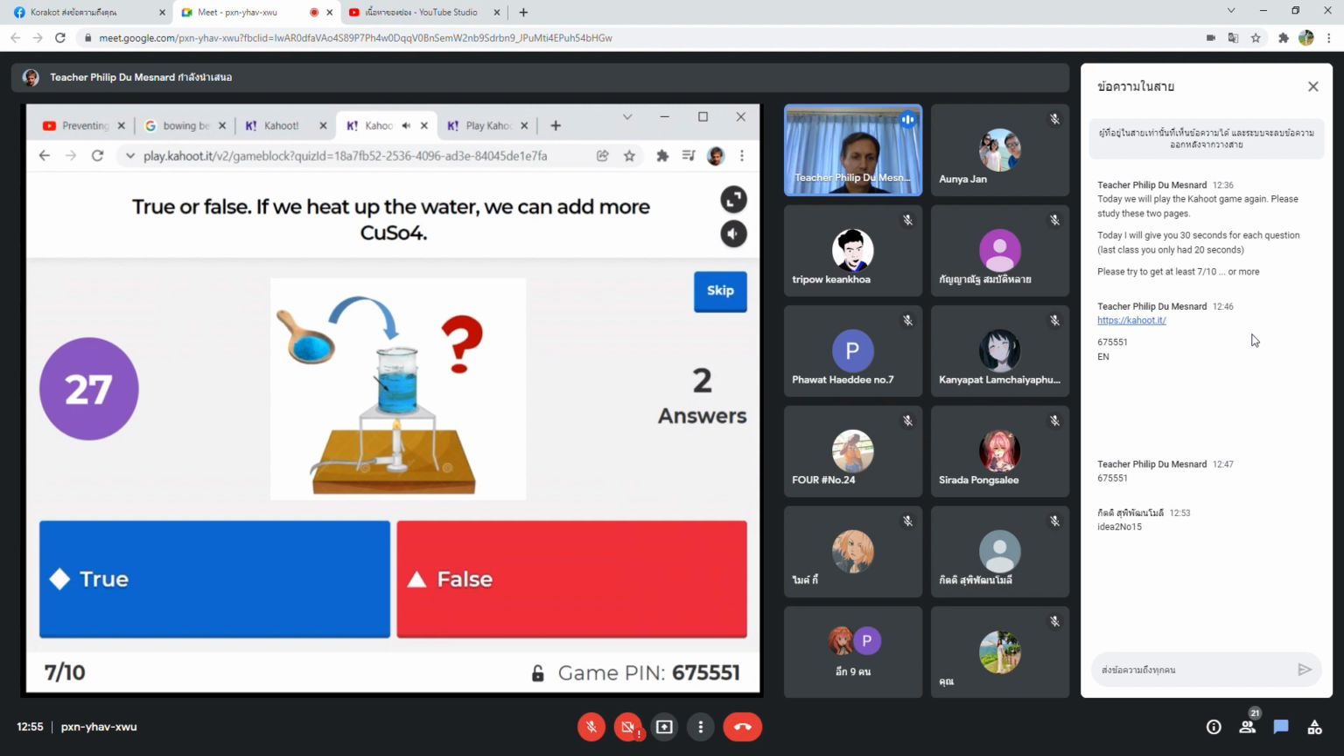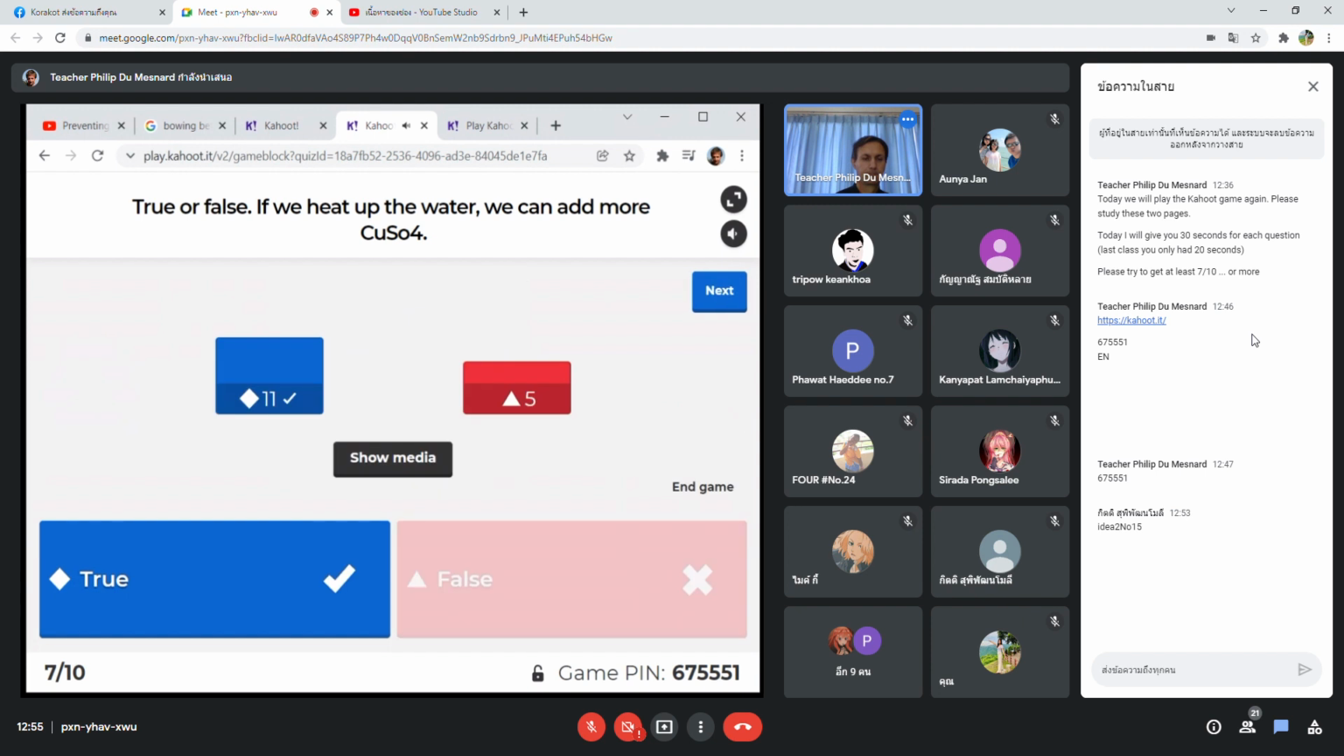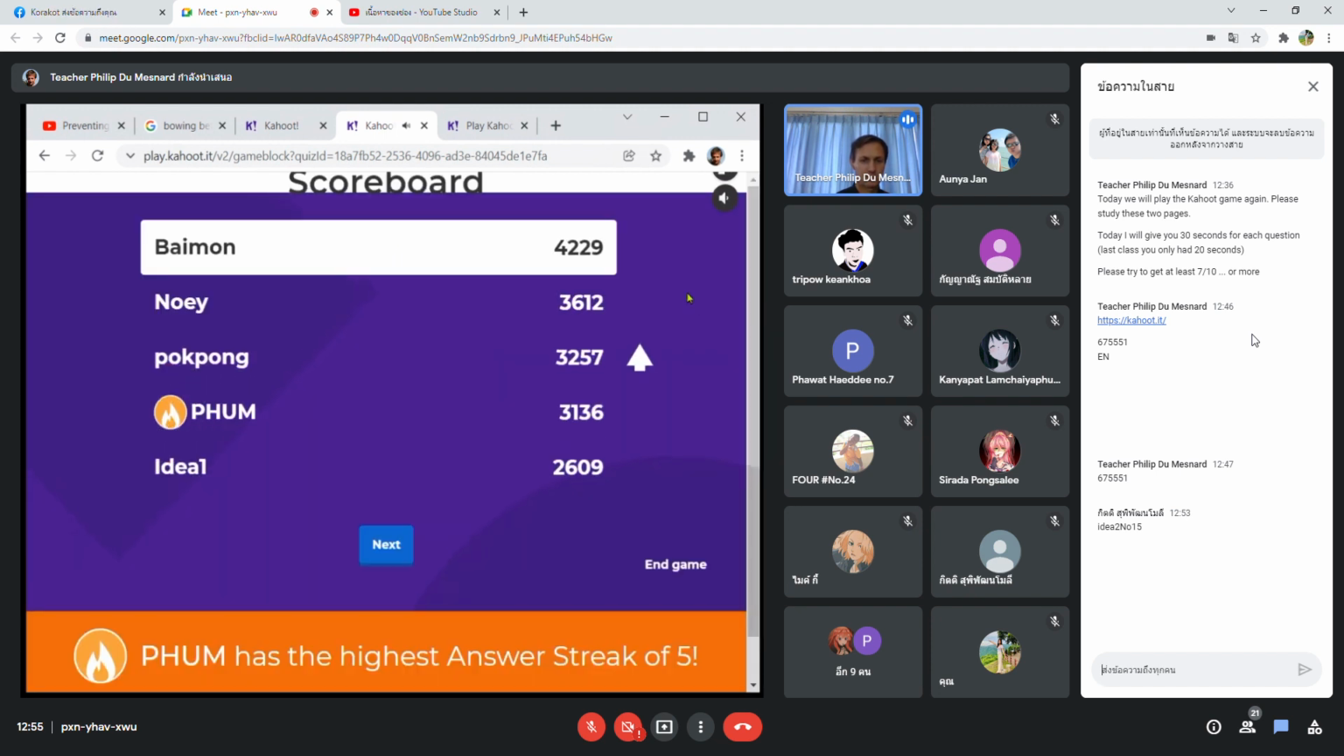If we heat up, we can add more copper sulfate. True or false? Most students have it right. Good job. So yes, the answer is true. And Pokpong goes higher. Noi and Paimon still stay. Poom has a winning streak of 5. That's good.